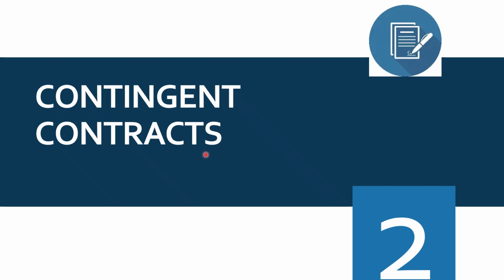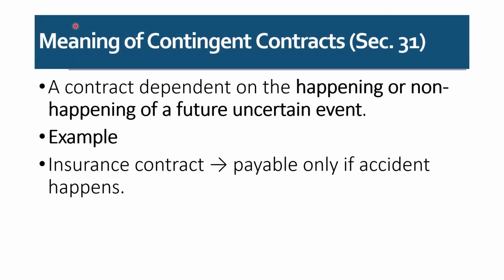Now we begin the next important part of Unit 2, that is contingent contracts. Let's first understand the meaning of contingent contracts. Section 31 of the Indian Contract Act defines a contingent contract as a contract to do or not to do something, if some event collateral to such contract happens or does not happen. Or in simple words, we can say that it is a contract that is dependent on the happening or non-happening of a future uncertain event.